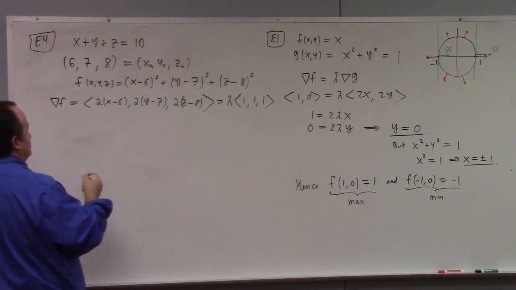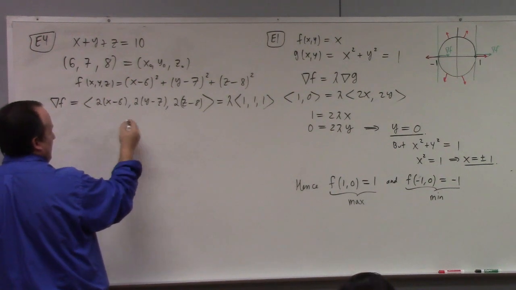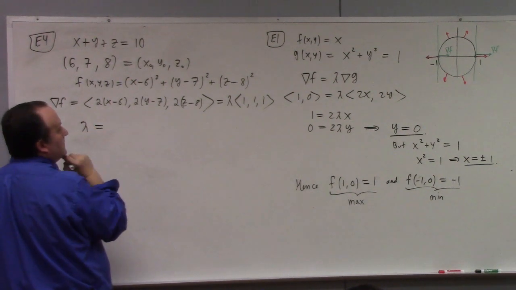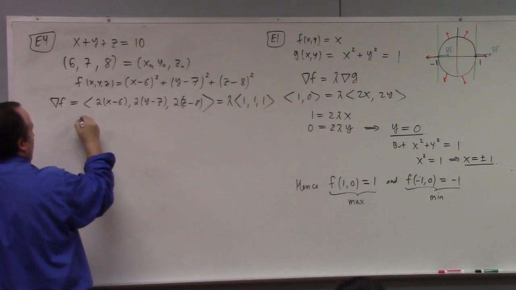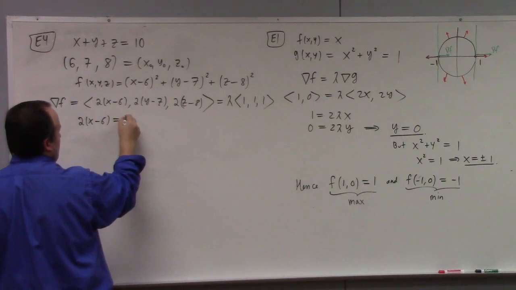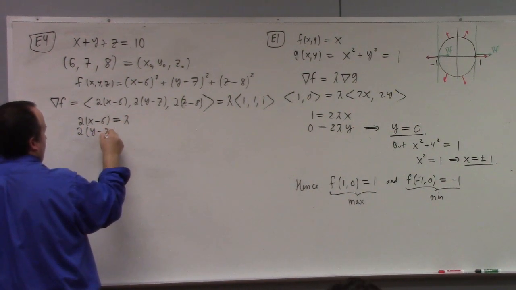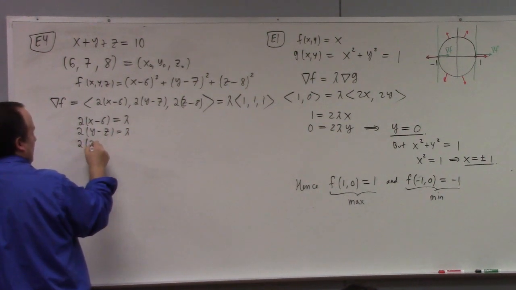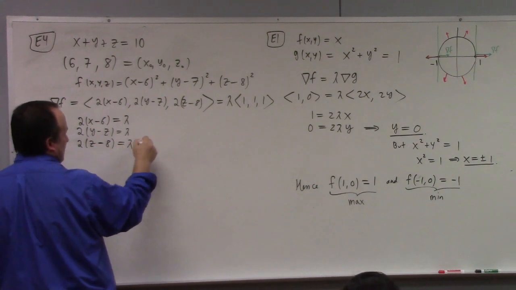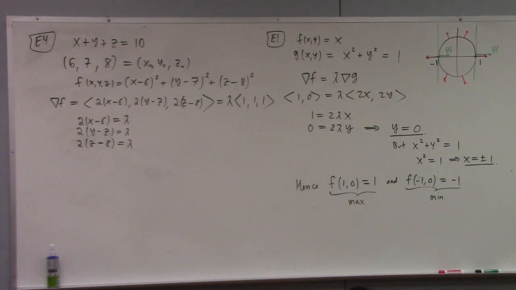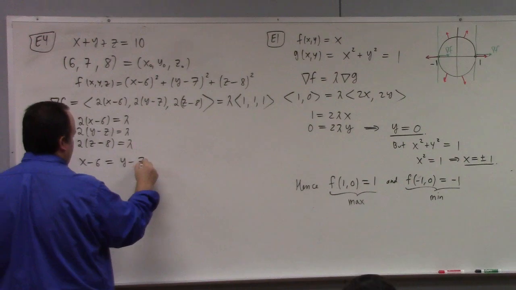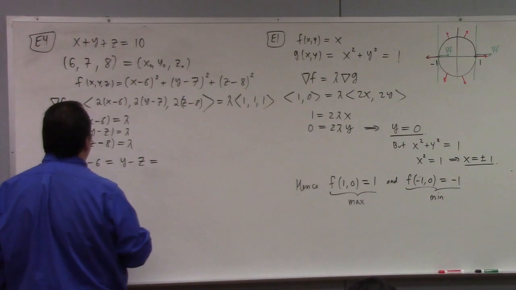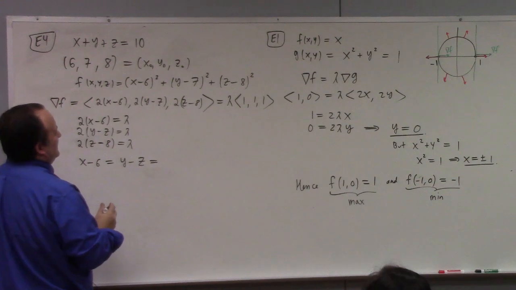So what do I get? I get 2 times (x minus 6) is equal to lambda, 2 times (y minus 7) is equal to lambda, 2 times (z minus 8) is equal to lambda. It just happens here that I get lambda, lambda, lambda for the other side, so those are literally equal. So I have x minus 6 is equal to y minus, excuse me, y minus z. Oh no, my 7 has become a z.